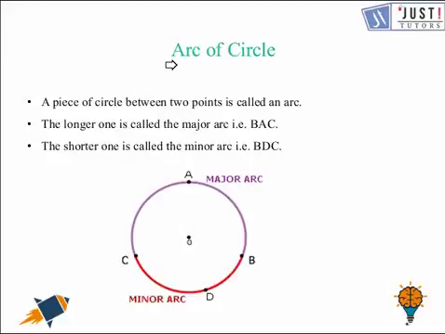Now let's see what is an arc of a circle. Any piece of a circle between 2 points is called an arc. It's curved, and the longer one is called the major arc, like in this case it's BAC, and the shorter arc is called the minor arc, so BDC in this case.